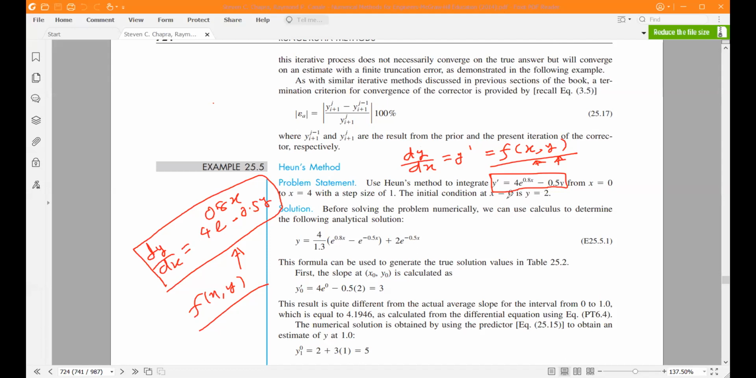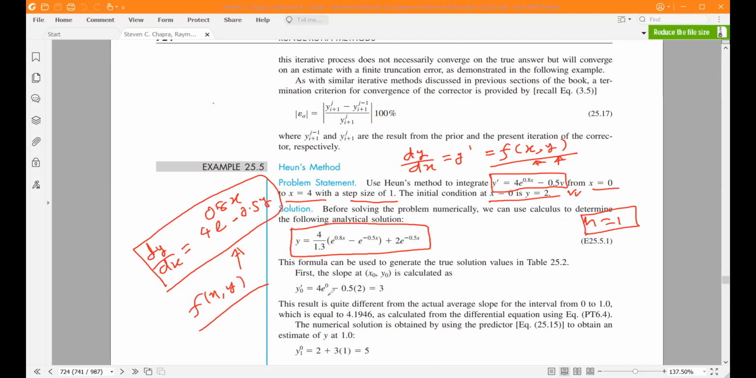Actually, the thing is that your initial values are given there. You have to solve the differential equation from x equal to 0 to x equal to 4, with a step size equal to 1, that means h is equal to 1. The initial value is also given. According to our Heun's method, you have to calculate the initials. The analytical solution is also given.